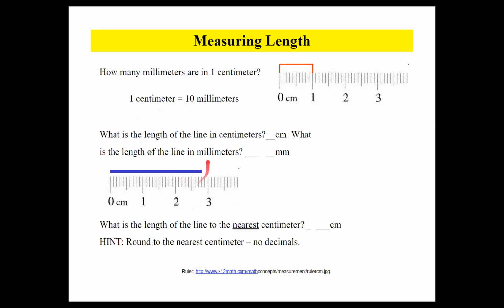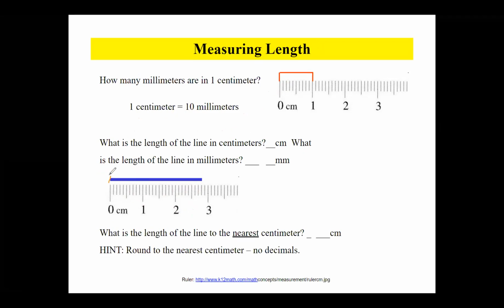So if we were to measure this blue line right here from end to end, if we did it in centimeters, we could say, all right, we've got 1 centimeter, 2 centimeters, and then not quite 3: 1, 2, 3, 4, 5, 6, 7, 8. 2.8 centimeters total.